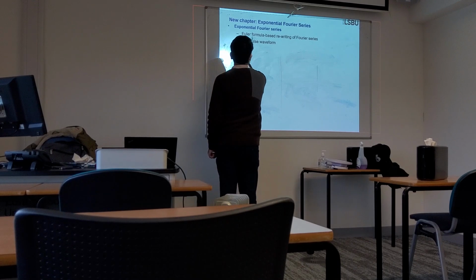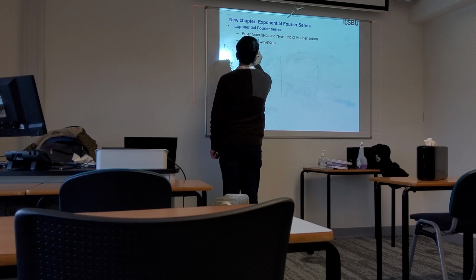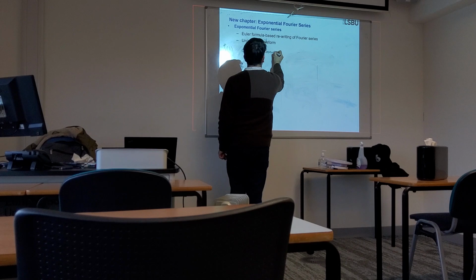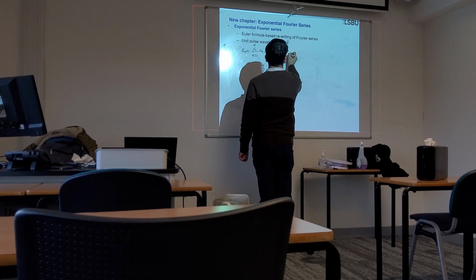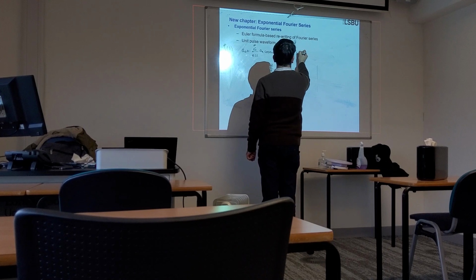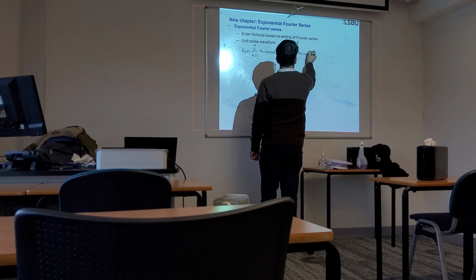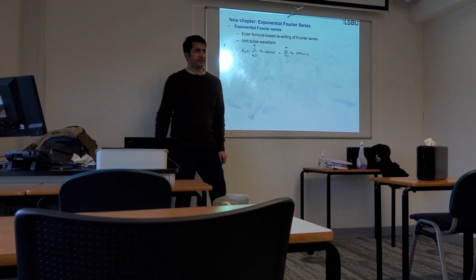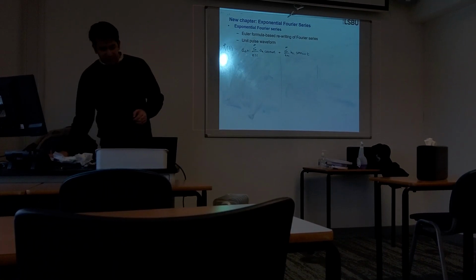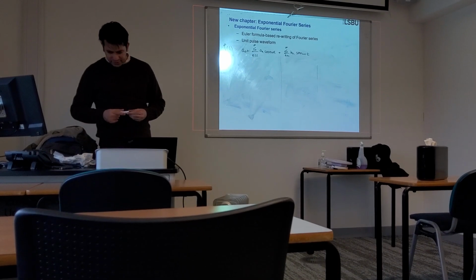Okay, so we know that it's a naught plus summation n equals 1 up to infinity an cos of n omega t plus summation n equals 1 up to infinity bn sine of n omega t. We know that this is a trigonometric Fourier series. Now we're going to convert this into exponential Fourier series.